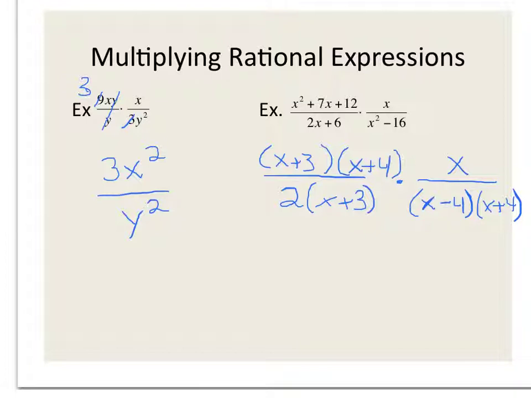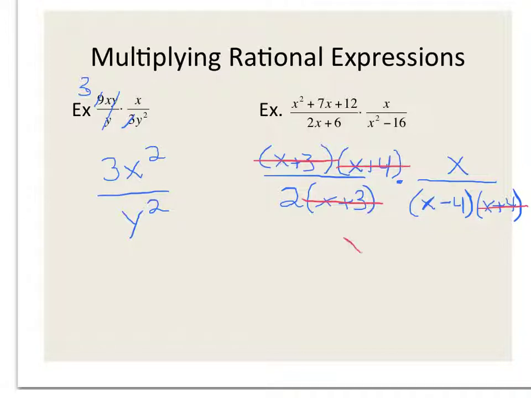So now you want to check and see if there's anything that's going to cancel. Notice you do have an x plus 3 on the bottom and the top. Those are going to cancel each other right out. You also have an x plus 4 on the top and an x plus 4 on the bottom. So that cancels each other out as well. Once we cancel all these things out, we're left with a much simpler problem.